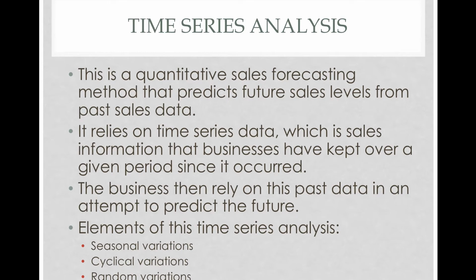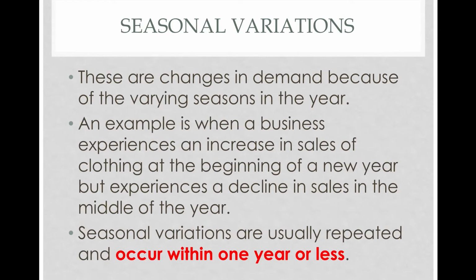The different elements of time series are seasonal variations, cyclical variations, and random variations. Seasonal variation is where there's different demands over the course of the year because of the seasons changing. When a business gets a huge increase in sales in clothing at the beginning of a new year, it might experience a decline in sales towards the middle of the year. For example, with back to school sales, a lot of people might start buying a lot of backpacks and stationery and things like that, and then it'll peter off towards the end.